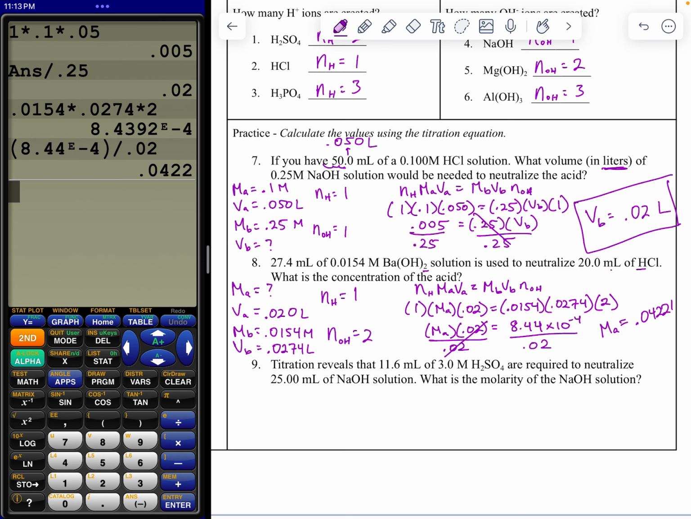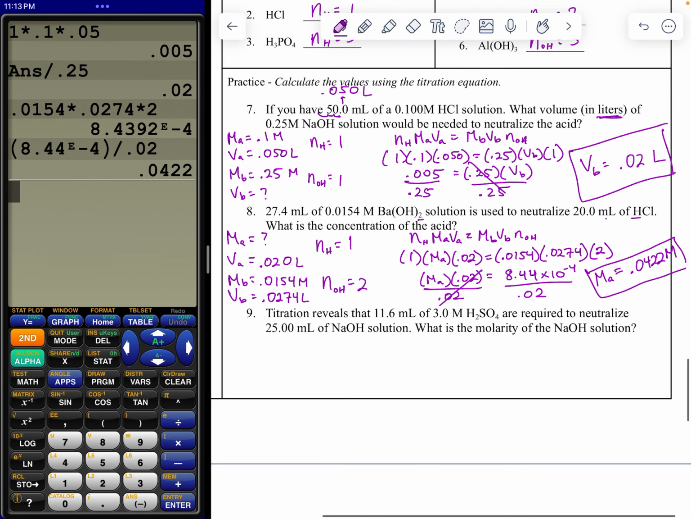0.0422. Of course, that's molar, and it doesn't matter how many decimal places you go to. You know, we don't do sig figs necessarily here, but if there's only 3 whole numbers that aren't 0 after, then I would add them all. You could make this 0.042 if you wanted. So I'm not going to be too much of a stickler on that.